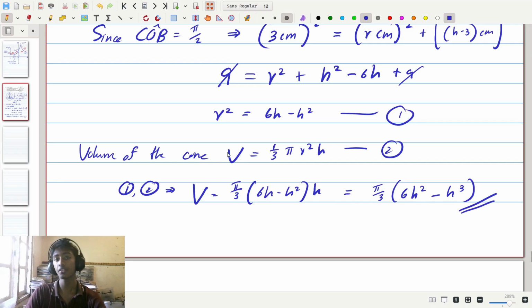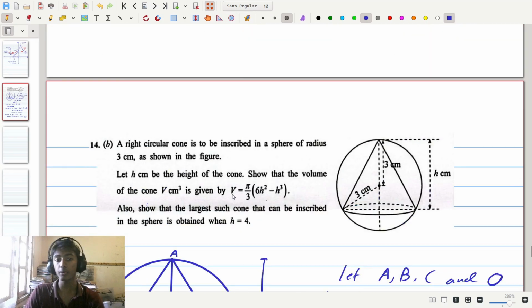So that's going to be our answer. We can see that's exactly the formula that we have in the question. V equals pi by 3 times 6h squared minus h cubed. So at this point, we're done with the first half of the question.